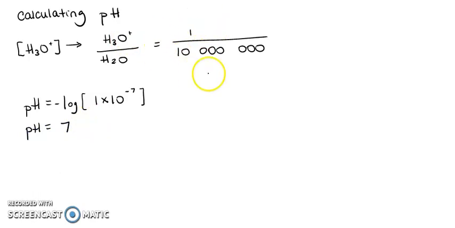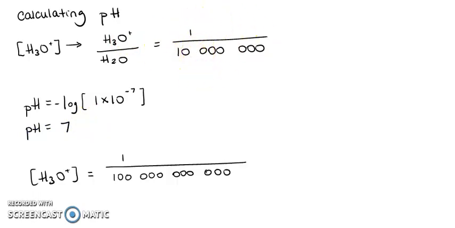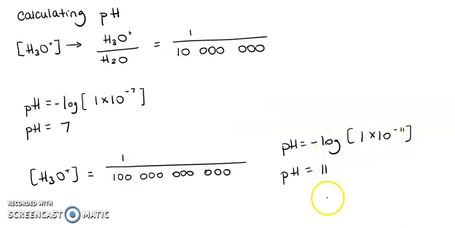So with this ratio of hydronium to water, we have a pH of 7. What if this was the ratio of hydronium to water? What would the pH be then? I would turn this number into my scientific notation, multiply it by -log, and I get a pH of 11.